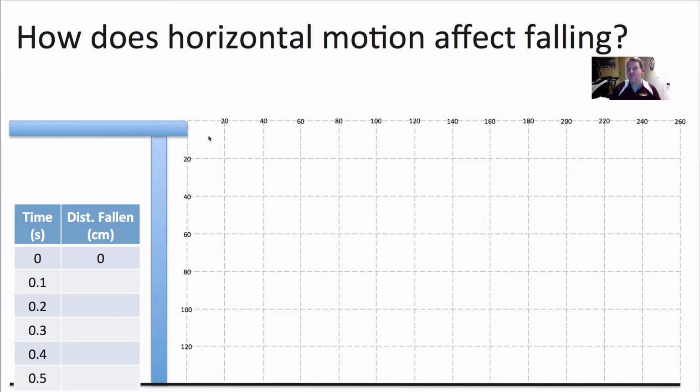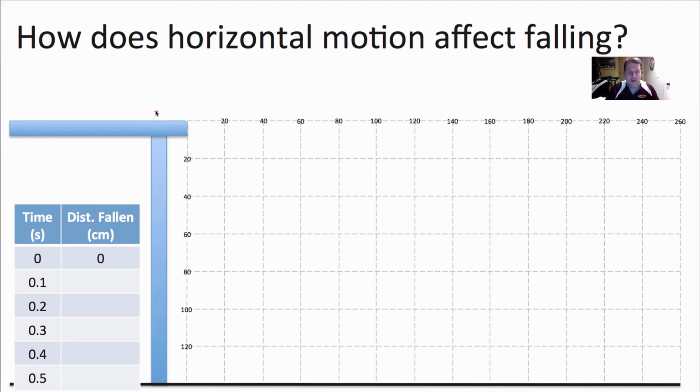So it seems like these two motions, the horizontal motion and the vertical motion, are separate, but they add together to create the overall motion. So today we're going to take a look at how to separate them and add them together. Think of them as separate and add them together to find the actual path of something.